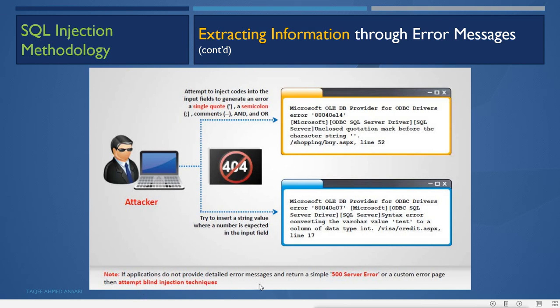Then if the application does not provide the detailed error message and returns a simple 500 server error or a custom error page, then attempt blind injection techniques. So if the error message is not coming, we are not able to guess whether it is accepting our inputs or not. It will directly say error number 500, or it will show you the custom error. Then the attacker will try blind injection and try to add the time delay option.